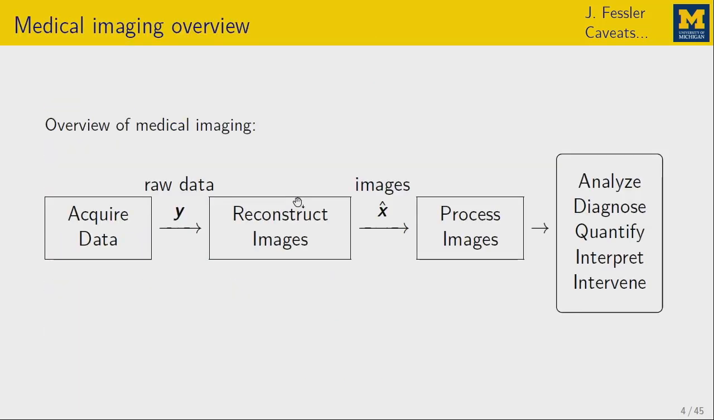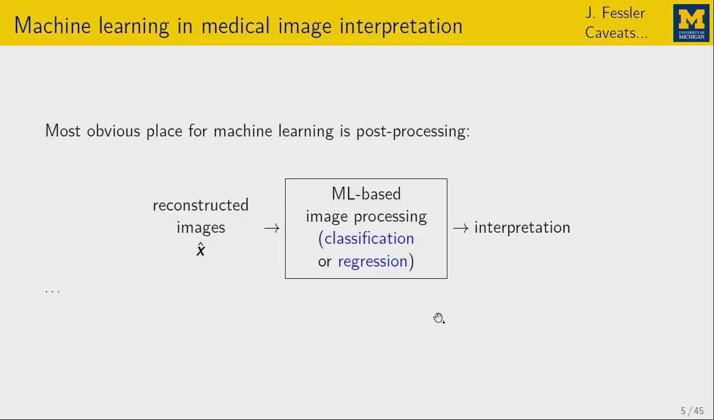All right, just stepping back for a minute. In medical imaging, we have lots of steps in the data processing chain. We acquire data, reconstruct images, process, eventually leading to either diagnosis or interpretations, quantitative parameters, et cetera. And there are opportunities for machine learning in every one of these stages. The most obvious place, the one we've heard the most about, is in the post-processing step.